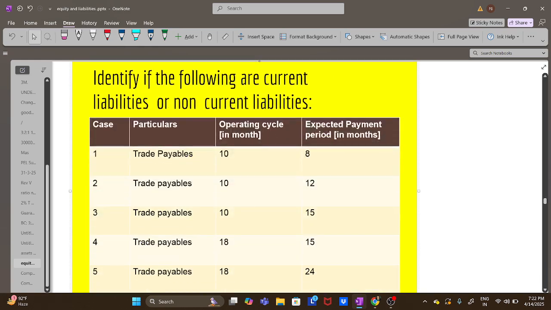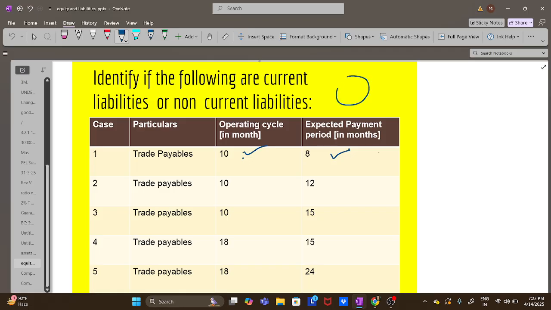Let's do some example based on the same. There are trade payable. They have given you two things. Operating cycle for this is 10 months. Expected payment period is 8 months. You will get money for this in 8 months. This is payable by you in 8 months. And in your business, the operating cycle which we just discussed is 10 months. So it's less than operating cycle.